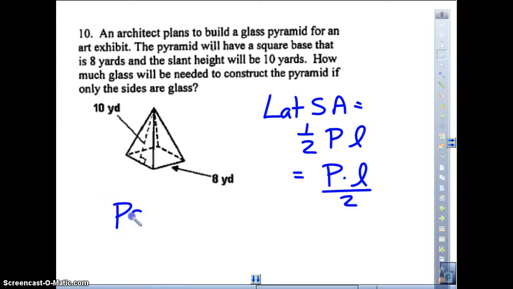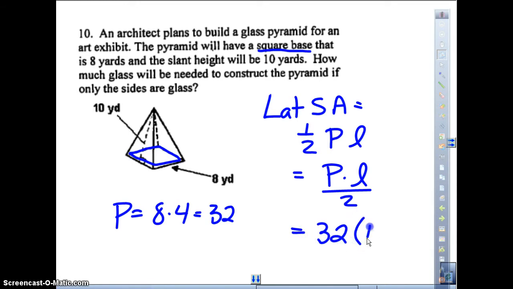Let's calculate the perimeter of the base. If it's 8 yards this way, and it didn't tell, oh, it does. It says it's got a square base. So that's going to be 8 plus 8 plus 8 plus 8, or you could say 8 times 4, which is 32. My slant height is this outside height right here. That's 10. So I'm going to take 32, multiply by 10, and divide by 2.